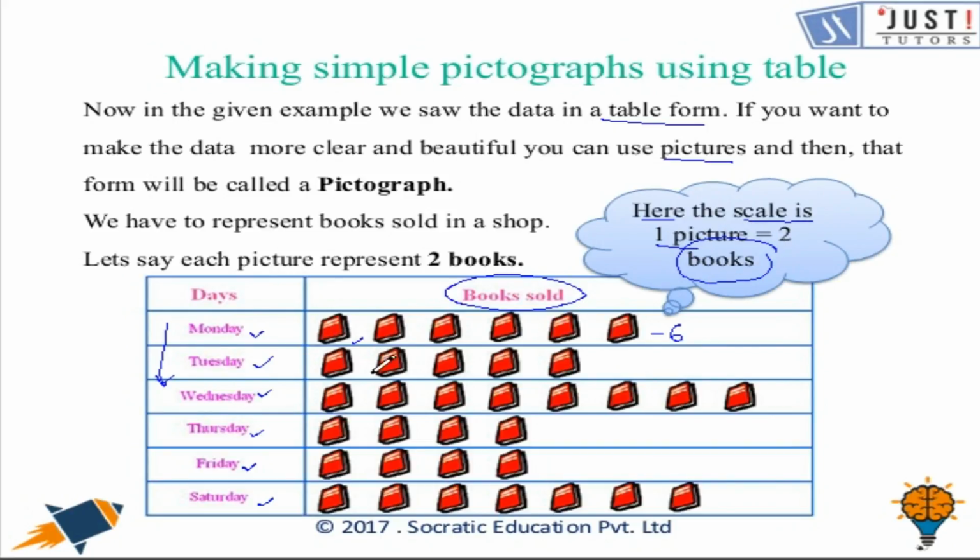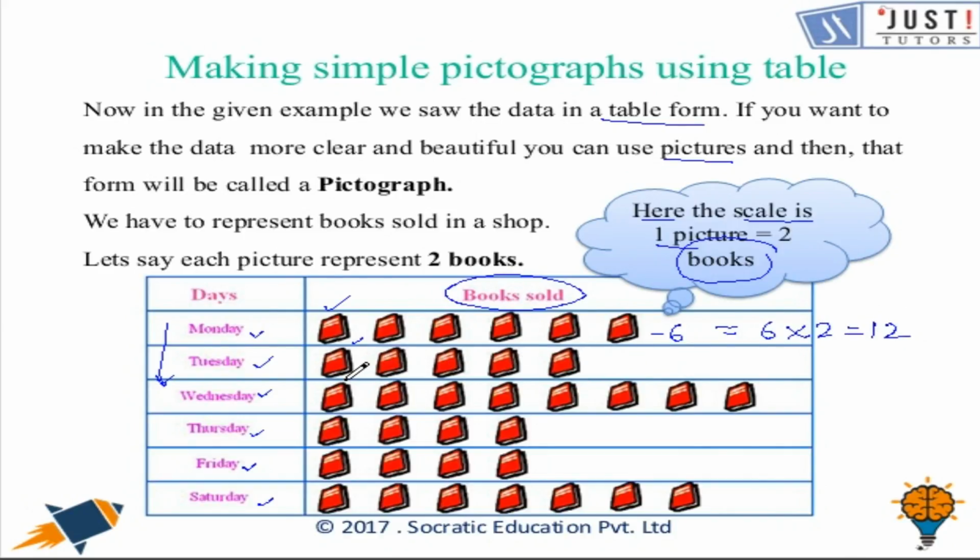So we always use scaling to represent data when we have a large amount of data or big numbers in the data. So here one picture represents 2 books. That means if there are 6 pictures of books, that is equal to 6 times 2, which is 12 books.